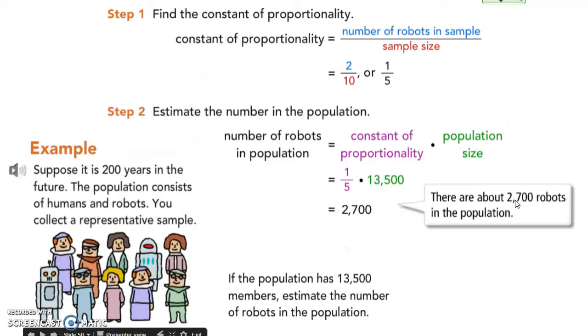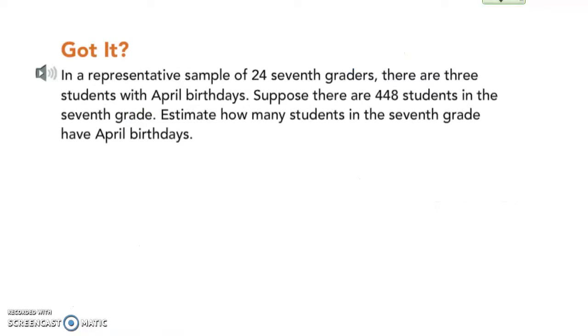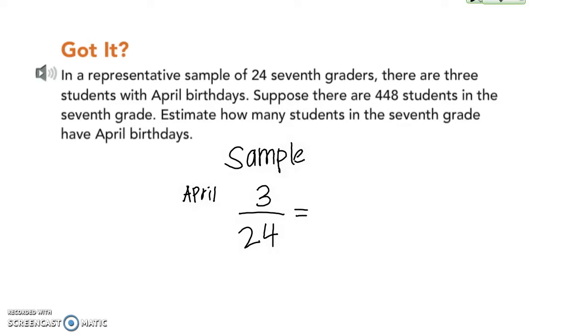And remember that we can set up a proportion to make predictions about a population. So let's try this example together. Do this example with me in your notes. In a representative sample of 24 7th graders, there are 3 students with April birthdays. So I'm going to use the sample to set up the left side of my proportion. I have 3 April birthdays out of 24 people. So 3 have April birthdays out of 24 total people.